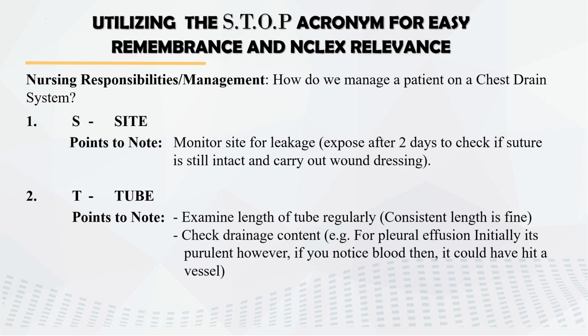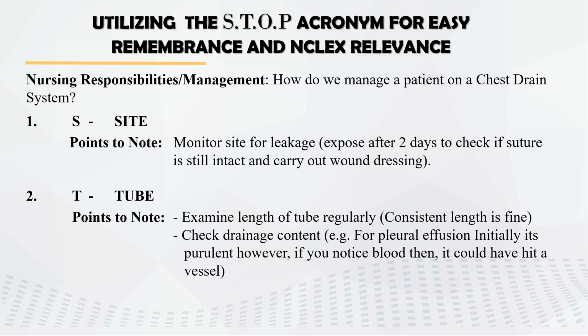Next on the STOP acronym is the T. T stands for the tube. We have to care for the tube. And how do we care for the tube? We care for the tube by noting the following. Examine the length of the tube regularly. If the length of the tube post-surgery is 15 inches, let's assume, and then tomorrow we are checking and there's 20 inches, it means that there is a dislodgement. It means that the tube is pulling out of the patient's chest. So we have to check because a consistent length will indicate that the patient is fine.